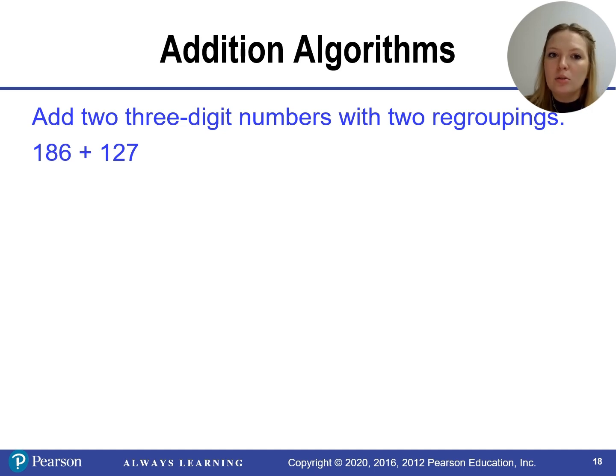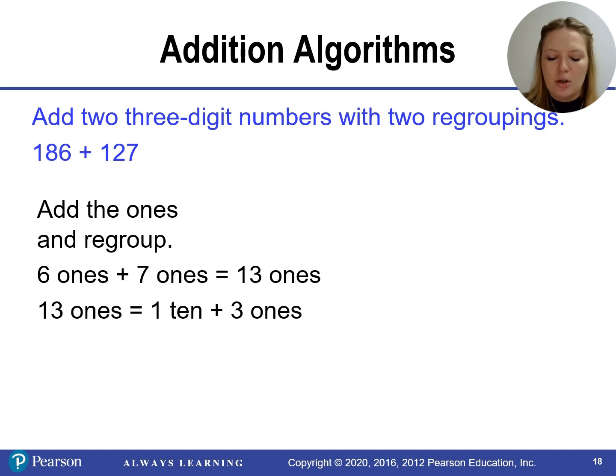Okay, we can also add 3-digit numbers with regrouping. For example, 186 plus 127 would require 2 different regrouping steps. So first, we're going to have to add the ones and then regroup. So in this example, we have 6 ones and 7 ones. So 6 ones plus 7 ones is 13 ones. That's the same as 1 ten and 3 ones.